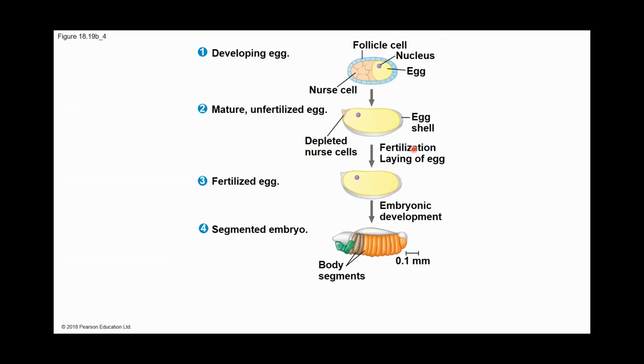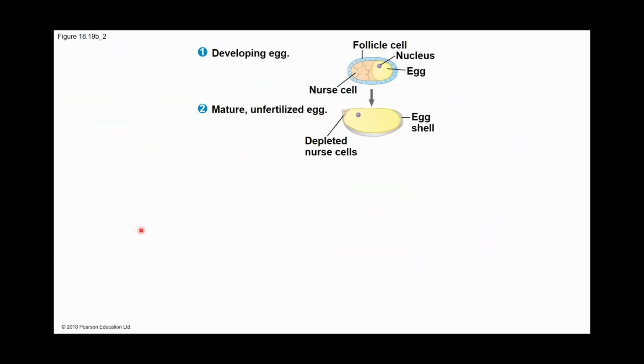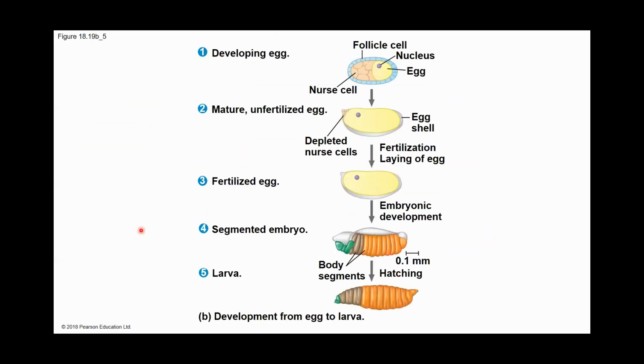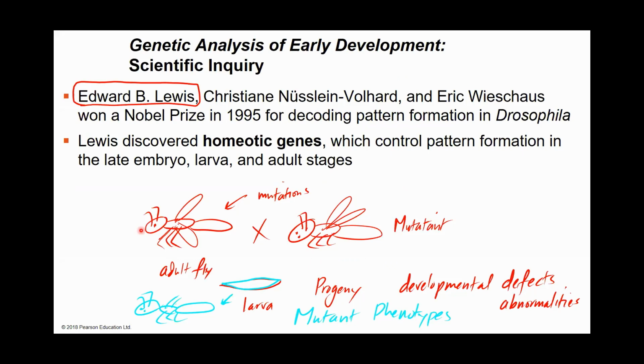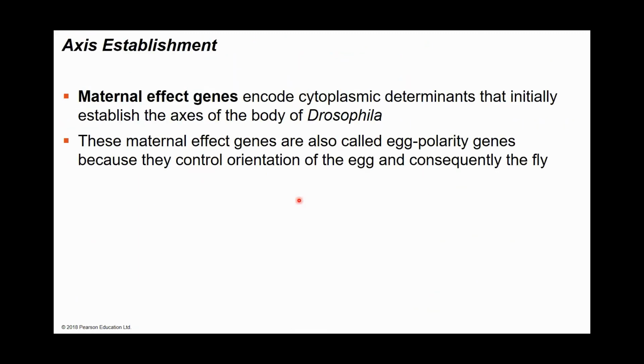I told you before that cytoplasmic determinants that are found in the egg even before fertilization are important for pattern formation and are important for establishing some of the body axes. Now let's look at an example of a cytoplasmic determinant found in the egg, and how it can basically determine or establish pattern formation or one of the axes.